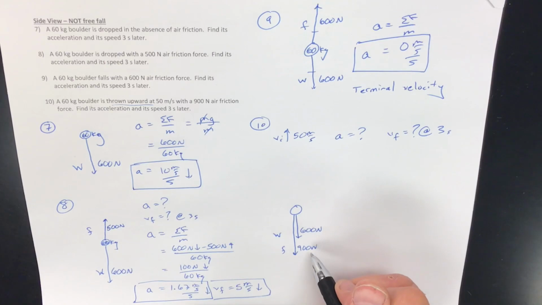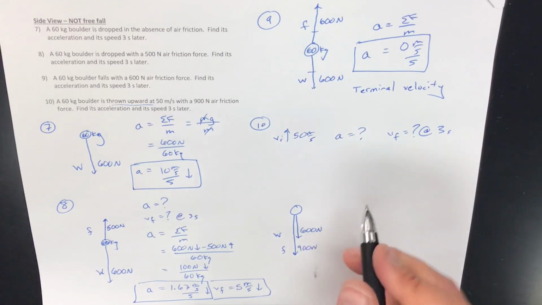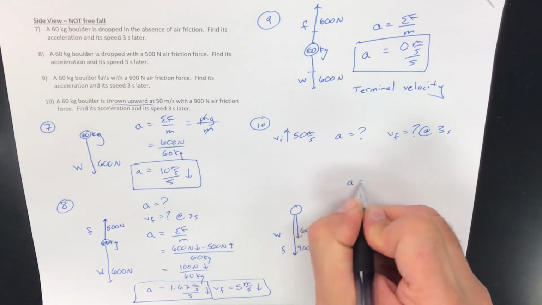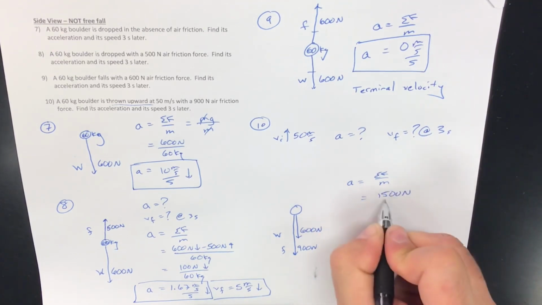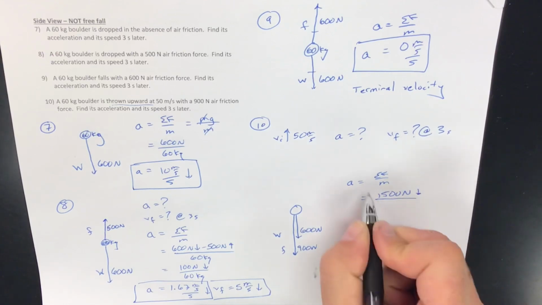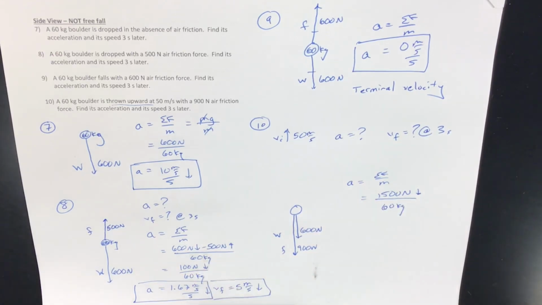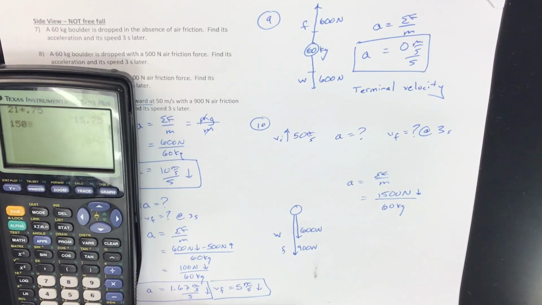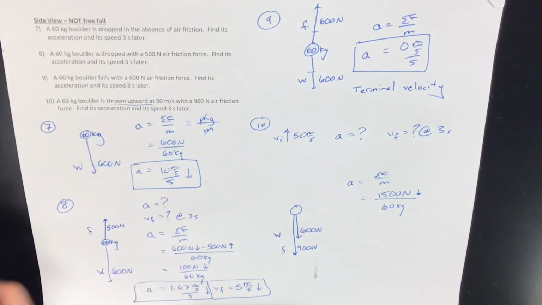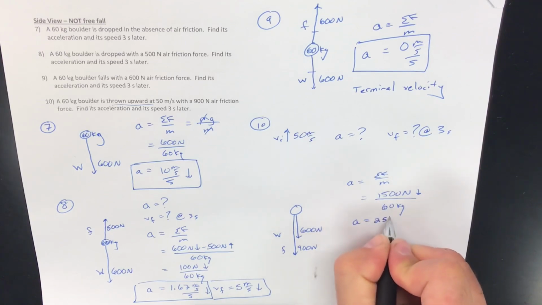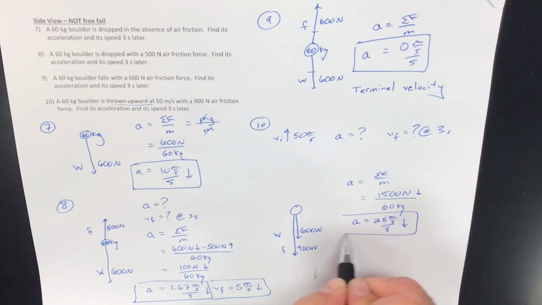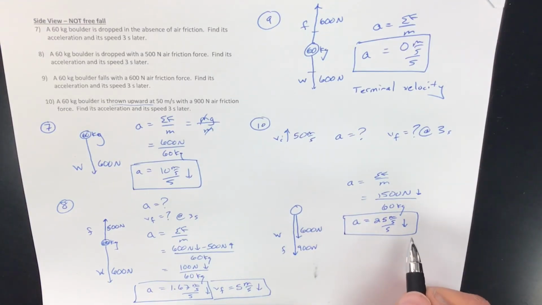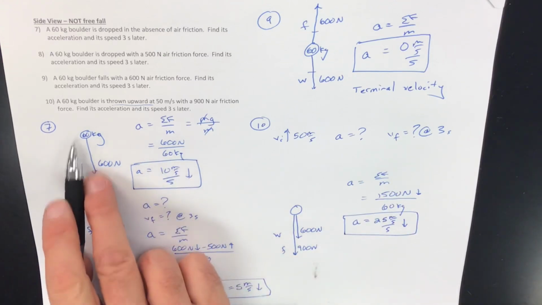Look at that. The acceleration is greater than the acceleration of gravity when you throw something up, because the air friction and the weight are acting together. And the acceleration is net force divided by the mass. Net force would be 1,500 newtons down, divided by the mass of 60 kilograms. And 1,500 divided by 60 equals 25. Acceleration is 25 meters per second every second down. So there are plenty of cases in which the acceleration of an object can be greater than the acceleration of gravity, just not in free fall if there is no air friction.